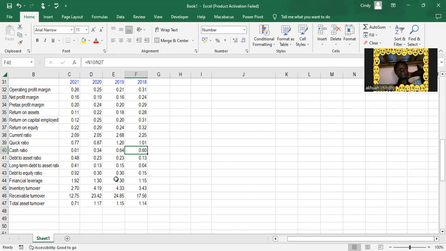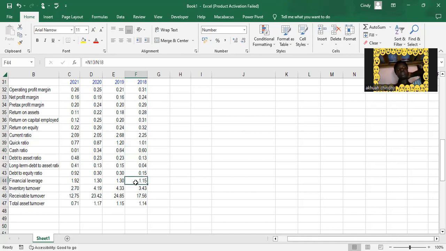So if the equity in the ratio is low and the asset is high, it means the business would invest more debt into buying its assets. So the business is highly leveraged and it can cause some risks at some point. With this one, you can see that in 2018 it was 1.15.